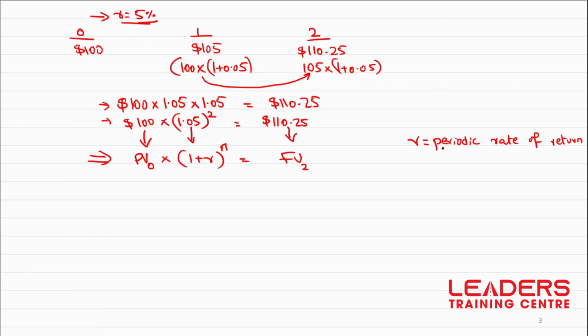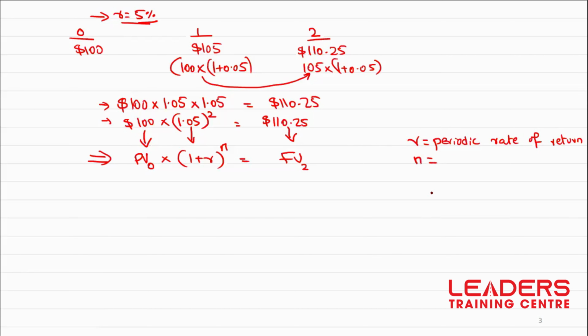So you would have to see how the periodicity is being defined in the question. Is it defined as annual, or on a quarterly basis, or on a monthly basis, or on a daily basis, and so on. You need to pay attention to that. If the compounding is on a quarterly basis, then R should be the quarterly rate of return. If compounding is on a monthly basis, then R will be your monthly rate of return, and so on. It could also be daily, or a semi-annual rate of return, depending upon the periodicity.